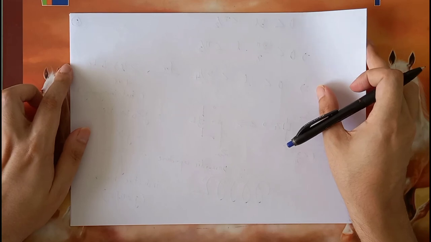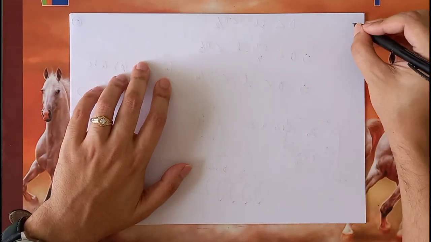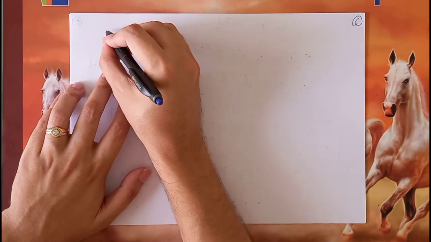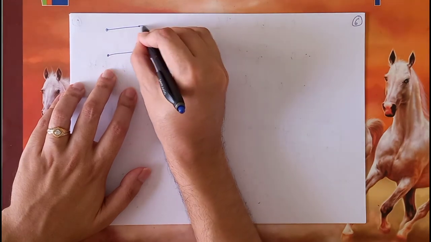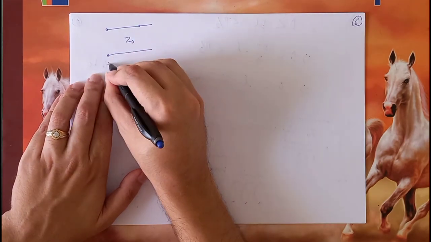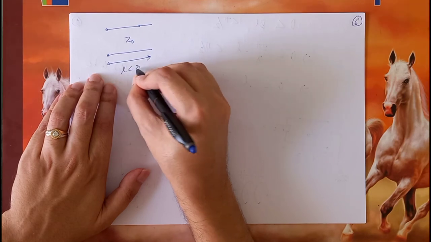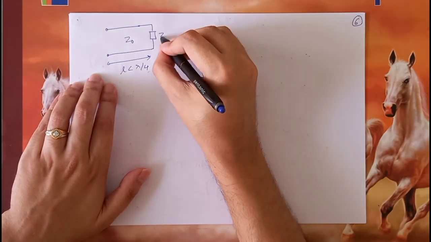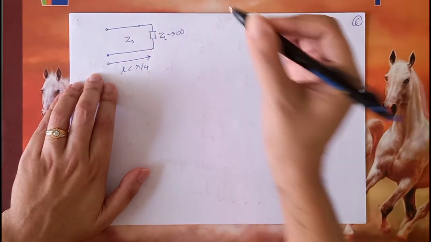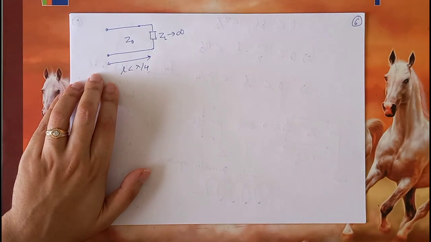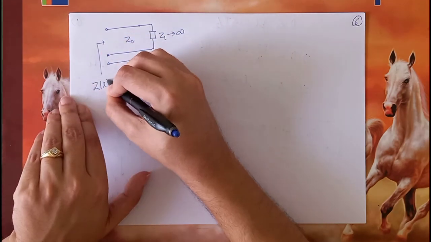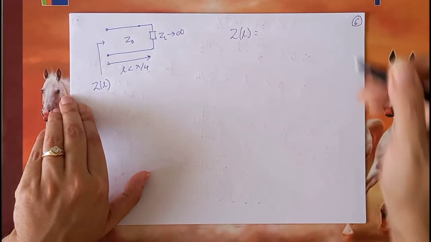Now, if we look at this discussion on realization of inductance using transmission line, we have the same lossless transmission line Z0, whose length is below lambda by 4, and the impedance with which we terminate it, that is ZL, is now an open circuit. In the earlier case, it was a short circuit, now it has become an open circuit. So then, what will be Z of L? So Z of L will be what?